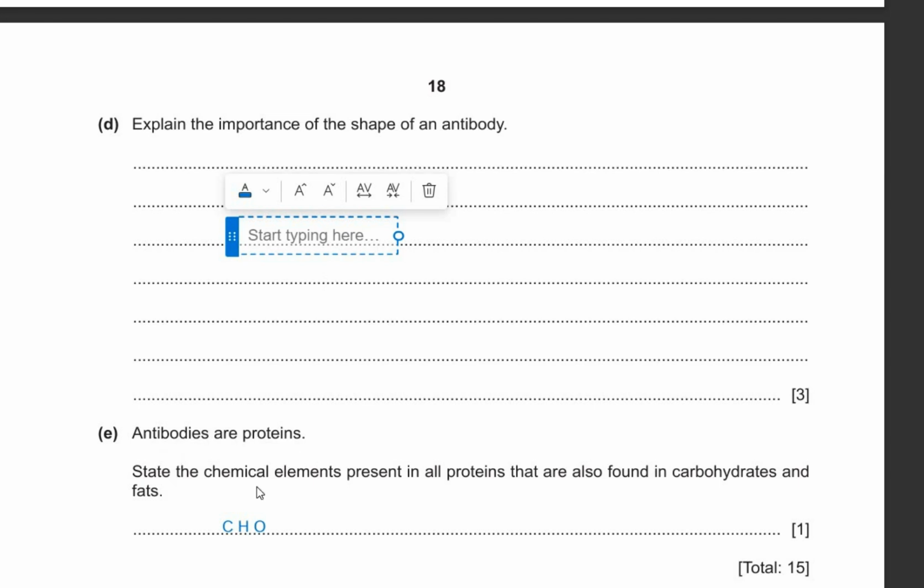Alright. Now, antibodies are proteins. State the chemical elements present in all proteins that are also found in carbohydrates and fats. So we all know that every biochemical molecule always has carbon, hydrogen, and oxygen in it, and the rest, for example nitrogen or sulfur, is making them specific. So C, H, and O are present in all of the biomolecules.